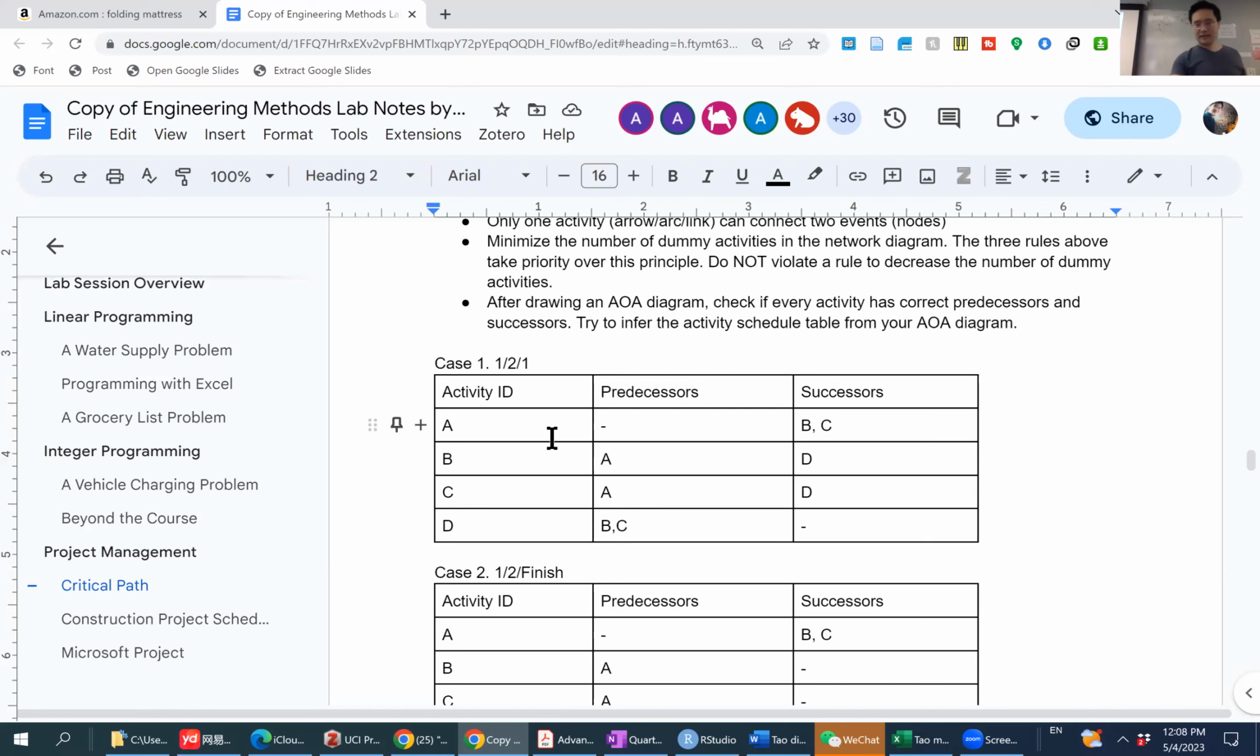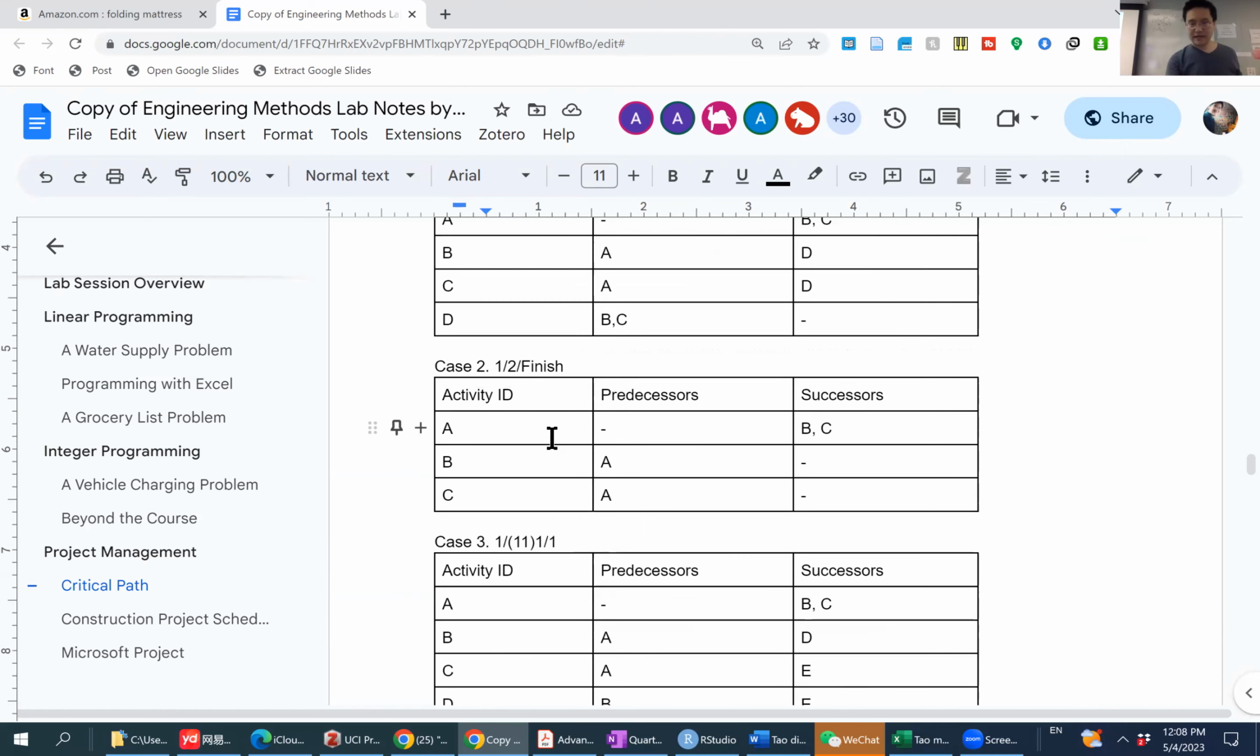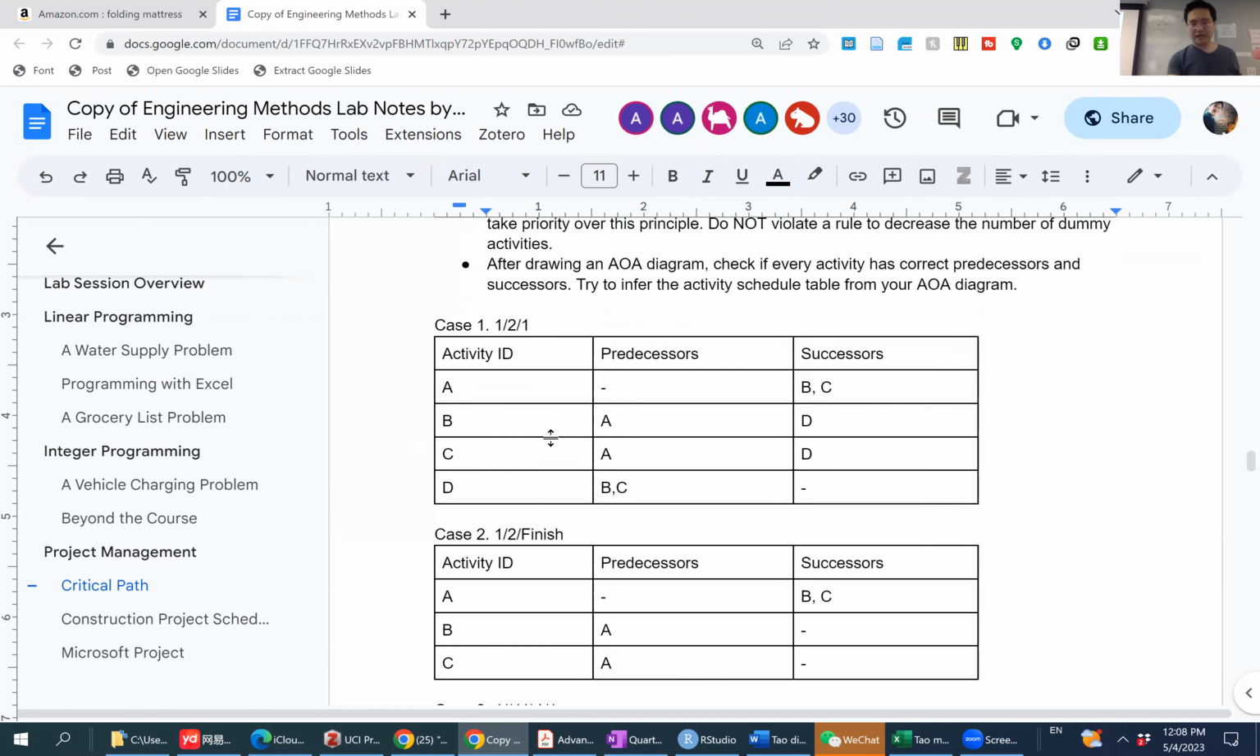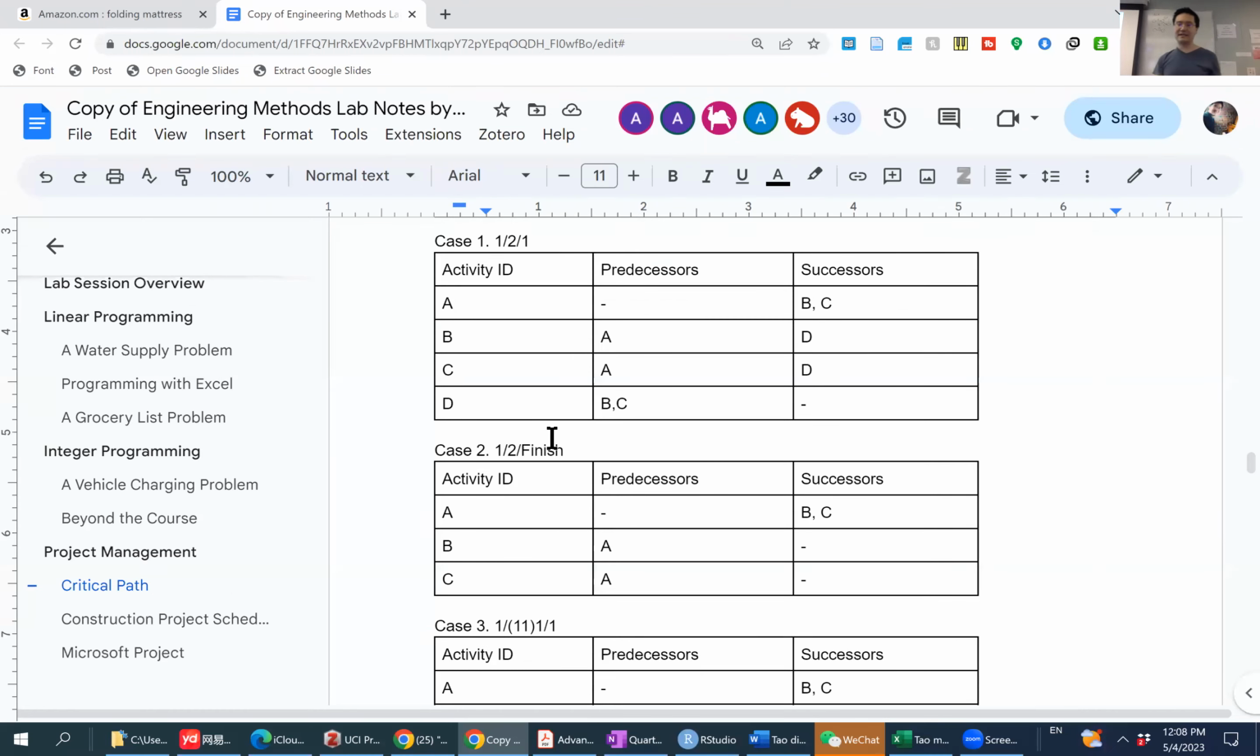And in case two, we have something similar, but what's different is it appears that we do not have an apparent ending activity. So we have both B and C, but we do not have D. See that case 1 and 2 only differ by the last row, essentially missing activity D. So what this indicates is that before it, many of the things are similar. We still have A goes to both B and C.